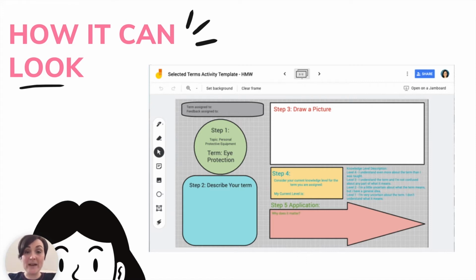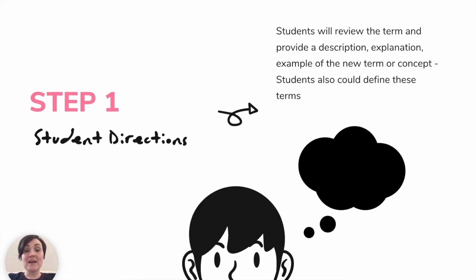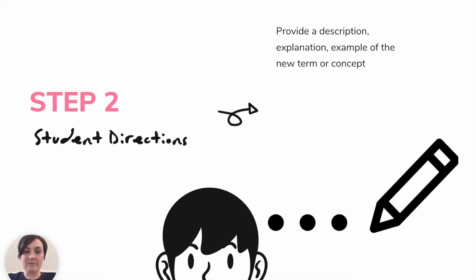What is important as the teacher is to think about the different steps students will engage in. To get started in doing that, we'd like to go through some of the steps. So step one, once students are assigned their terms, they will need to review their terms. They have to start by providing a basic description, explanation, or definition. And this can be a pretty typical or commonly referenced definition of the term that they come up with.